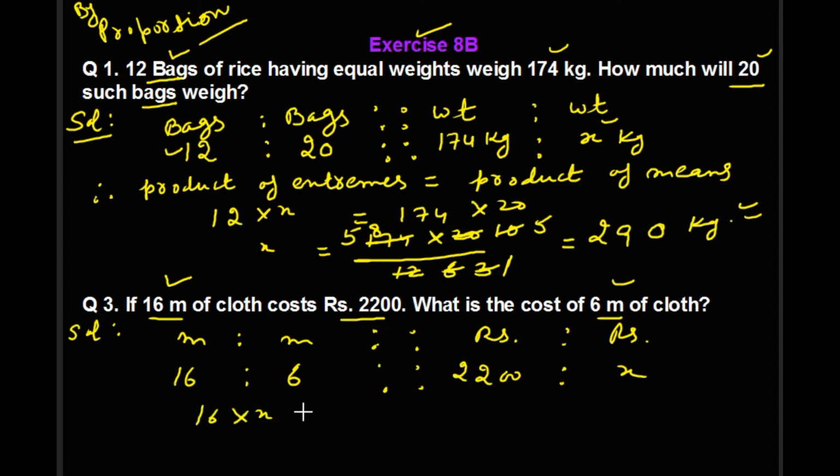So again product of extremes, 16 multiplied by x would be equal to 2200 multiplied by 6. x would be equal to 2200 multiplied by 6 upon 16. So 3 twos are 6, 8 twos are 16.